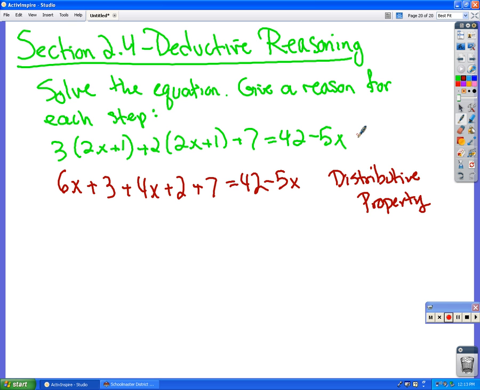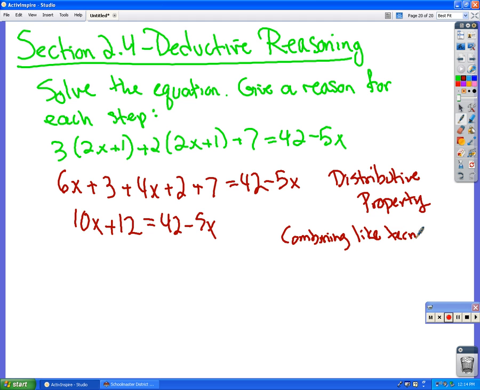Okay, what's the next thing that you would do in solving this equation? Jed? Combine like terms. Can you give me an example of some like terms that you would combine, Jed? 6x and 4x. Okay, 6x plus 4x makes 10x. And what else can I do? Riley? 7 plus 2 plus 3. Okay, good. 7 plus 2 plus 3 makes what? 12. Okay. Wow. And that still equals 42 minus 5x. And the step that we would use to justify that is, as Jed said, combining like terms. All right? Keep going.